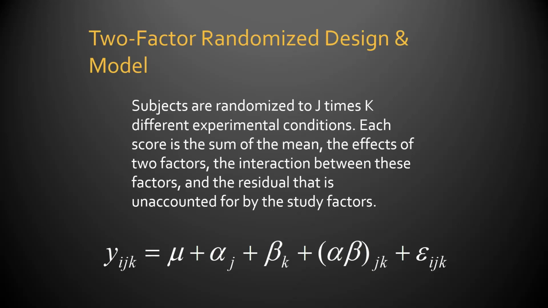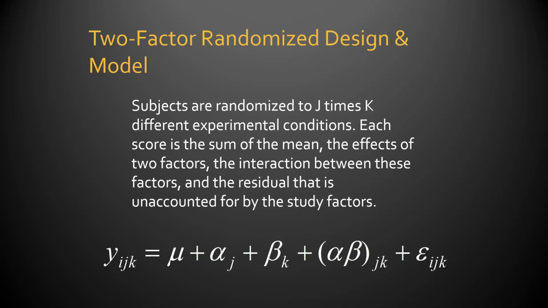Subjects are randomized to J times K different experimental conditions. J and K here are each factors, so if you take the number of levels of J and the number of levels of K and multiply them together, that's how many different cells, that is places where you can assign participants, there are in the study.